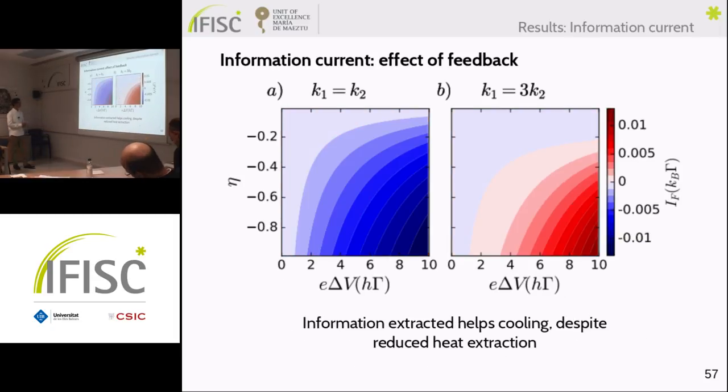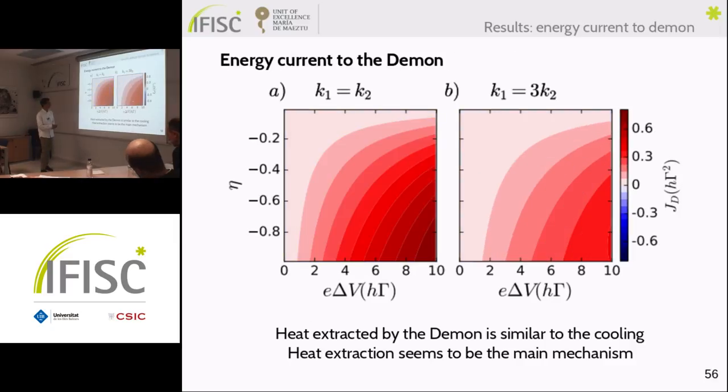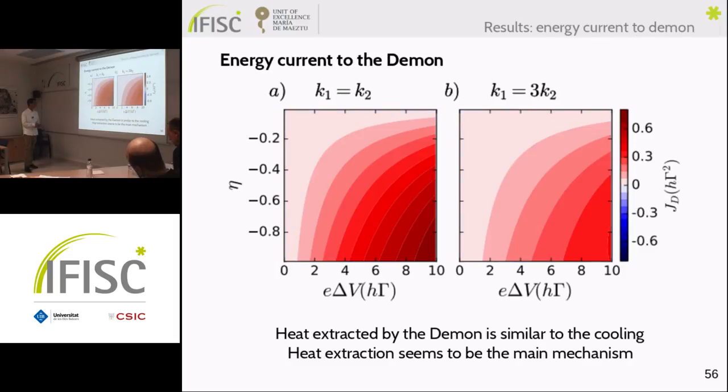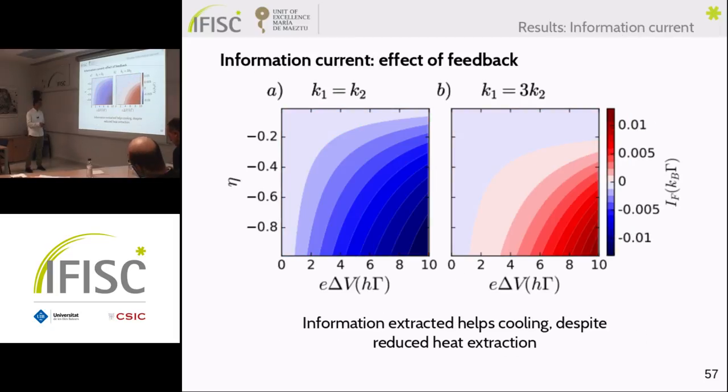we see now that, first of all, the daemon is not acting properly, since in this case, it's actually injecting information to the system. So it's increasing its entropy. It's not doing anything. And in the case of asymmetric barriers, it's actually able to help a little bit in the cooling process. Now, we can see here that the energy that is extracted in this case is smaller than in this case, despite the cooling being the same, so we see that it actually helps a little bit, but it's actually not working as we want it. It's not mainly information powered, but energy powered.